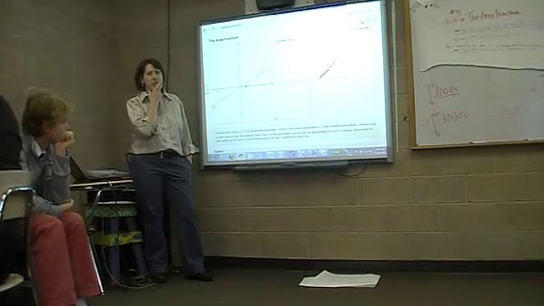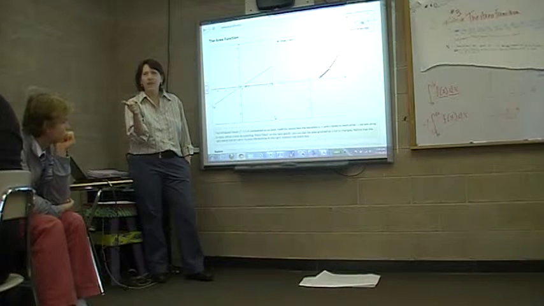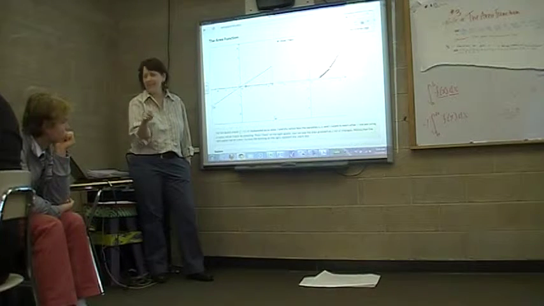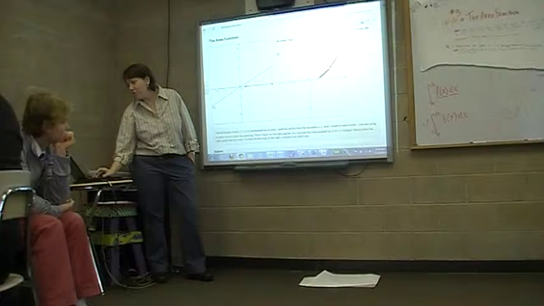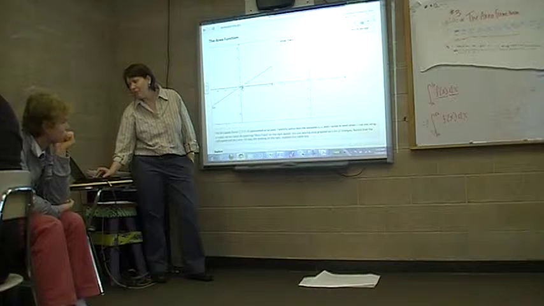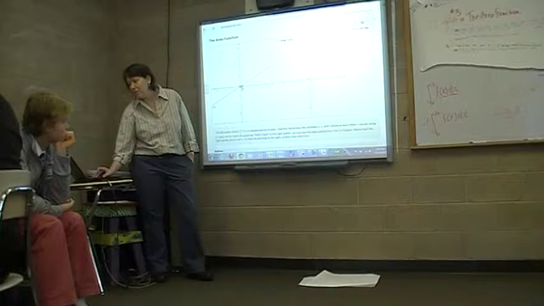Anybody know what that shape is? Somebody called it parabola. That's what I said. Somebody called it exponential. I think it's probably parabolic. And if we can see it maybe a little bit even better, if we move this to 0, and move this all the way back.